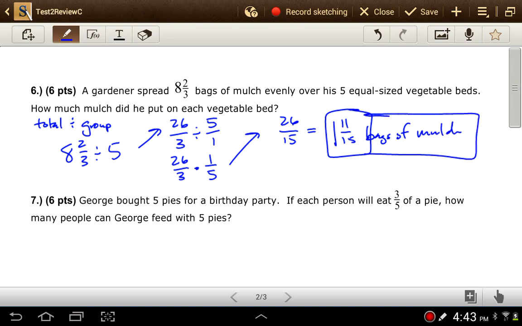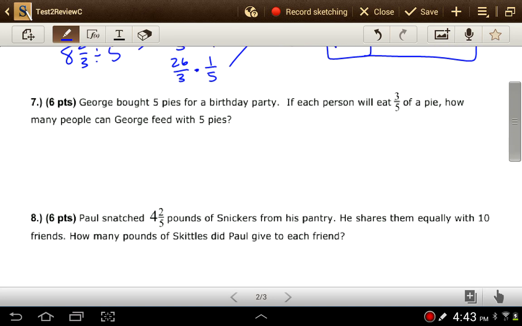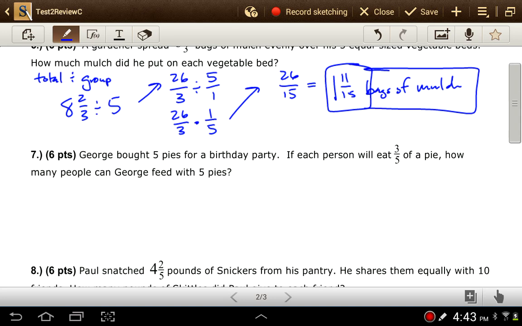Alright. Number 7. I'll leave that up there so you can see it. Number 7, I bought 5 pies for a birthday party. Each person's going to eat 3/5. So how much do I have? My total amount, remember, is 5, and I'm dividing it by my groupings. My grouping is how much each person's going to eat. That's 3/5. So I'm going to write that as fractions: 5 over 1 divided by 3 over 5.